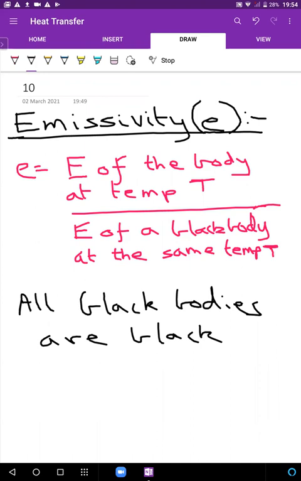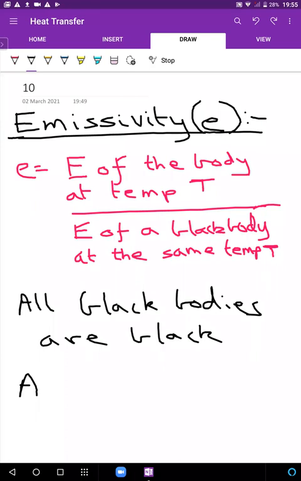All black bodies will have to be black. What is a black body doing? Absorbing all the radiations falling on it. That means whatever falls from the visible spectrum also has to be absorbed. So all black bodies are black in color, but all black colored objects are not perfect black bodies. Don't get confused. Every black colored object is not a black body, but every black body is black.